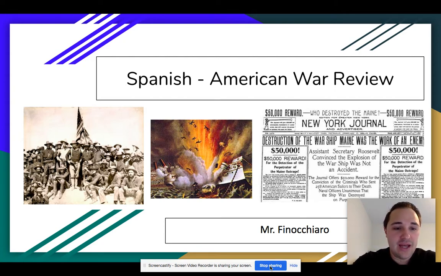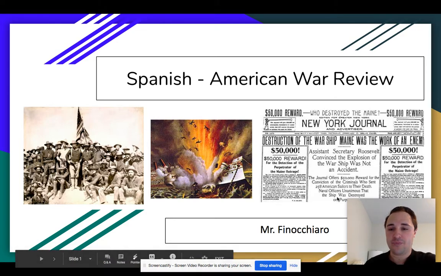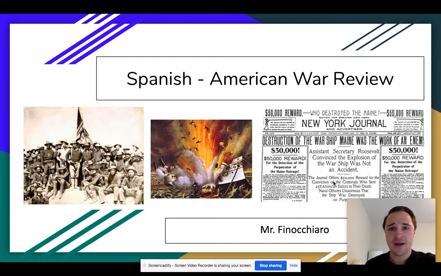Okay, I left some images up here for you all. The first image here is of a newspaper. Some of you, if not all, should know that this is an example of yellow journalism. We are going to dive into greater detail as to what yellow journalism was and the influence it had on the war.